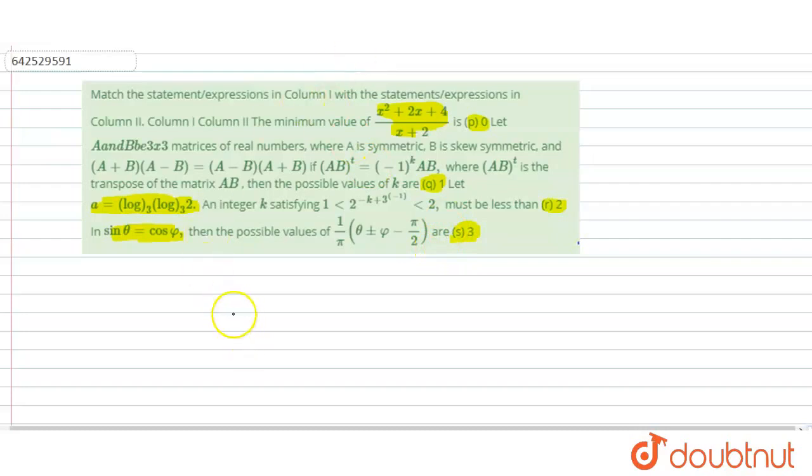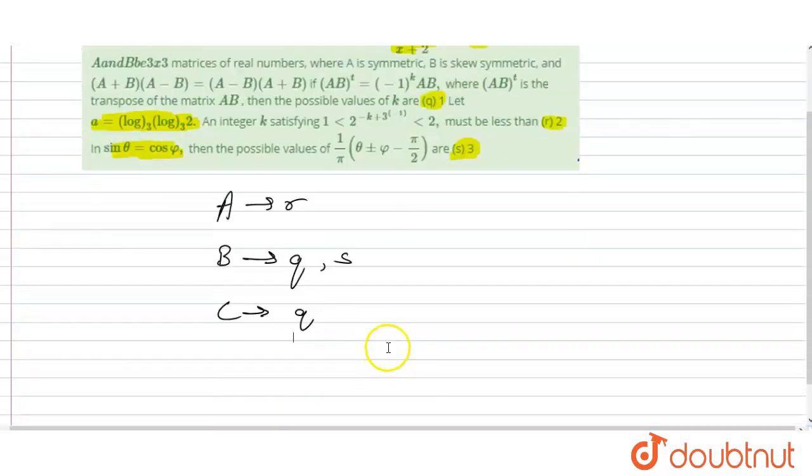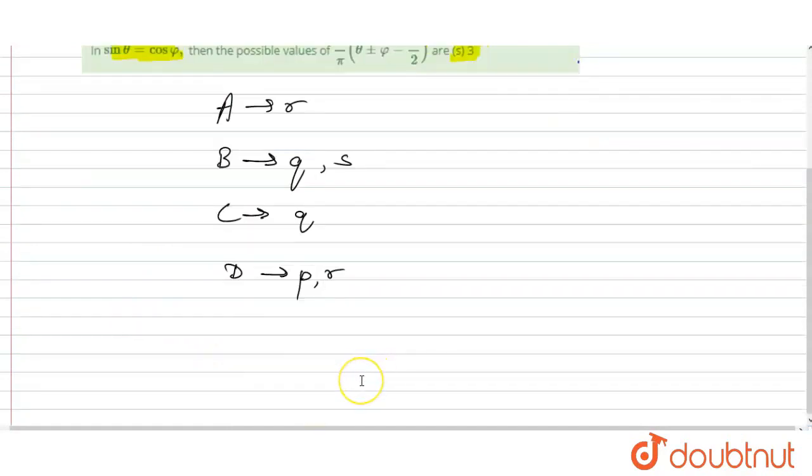As we can see, our A, B, C and D are here. So here we are now going to do the explanation.